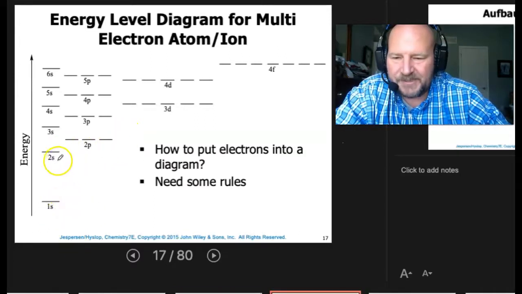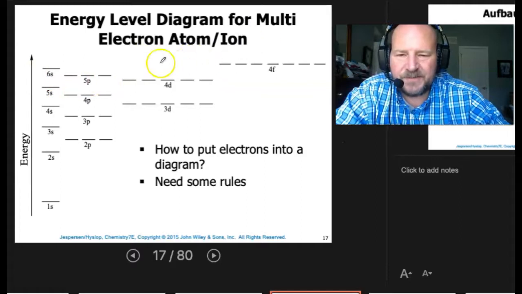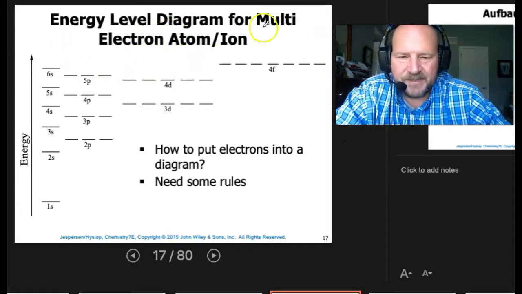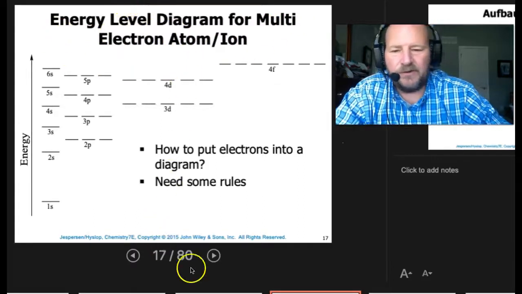We have the 1s, 2s, 2p, 3s, 3p, 3d, 4s, 4p, 4d, 4f, 5s, 5p, 6s. And of course, these would just keep going. So it'd be a 5d, a 5f, a 6p, a 6d, a 6f. Then we'd have the 7s, so forth and so on, all the way up. It would just keep going.